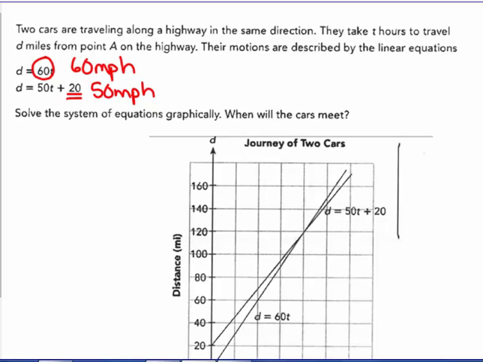And I see that they are going to meet after 2 hours and a distance of 120 miles. So their solution is (2, 120), 2 being the hours. After 2 hours, the cars are going to meet. So that is the answer to that, 120 miles later. But it says after what time their motions are described. When will the cars meet? At 2 hours and a distance of 120 miles. And we'll practice some more of these in class tomorrow.